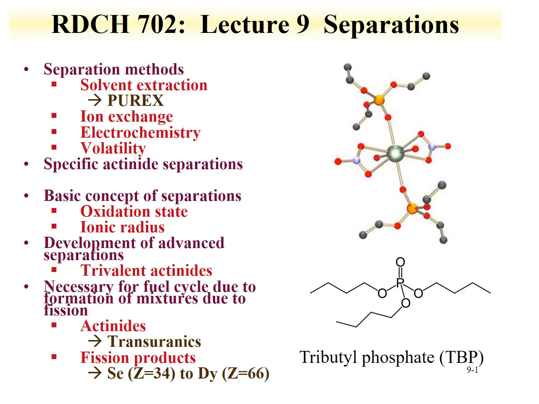One of the basic concepts of separations is the use of oxidation state, and we'll see that as an example of the Purex process, where +4 and +6 oxidation states are extracted and all of the other oxidation states are not under the conditions of the extraction. If oxidation states are the same or they cannot be varied, ionic radius can also be used as an extraction method, and this is an example for the trivalent lanthanides and trivalent actinides, which is an example of an advanced separation.